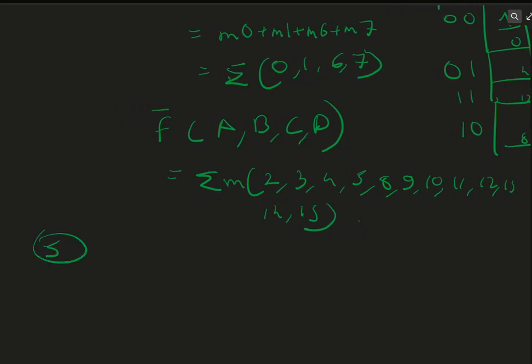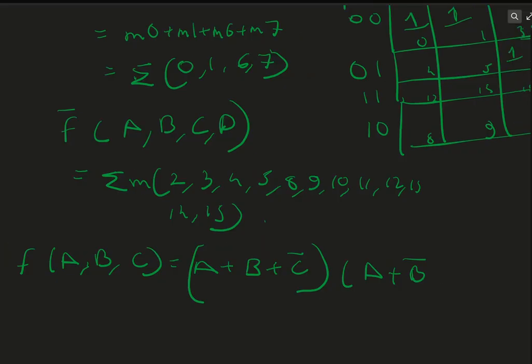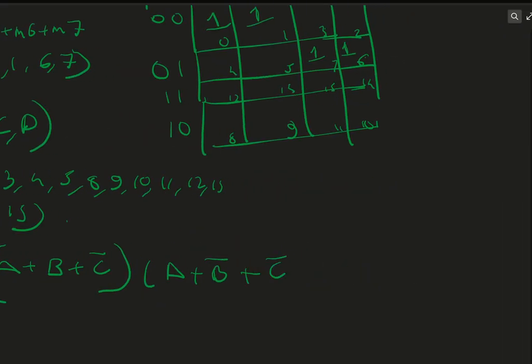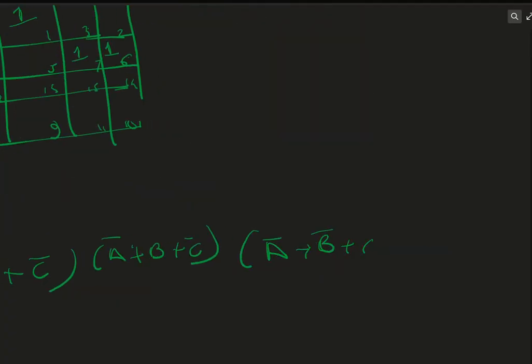Okay, so number 5 is the function of A, B, C. So let's write the function: (A plus B prime plus C prime)(A plus B plus C prime)(A prime plus B plus C prime)(A prime plus B prime plus C prime).